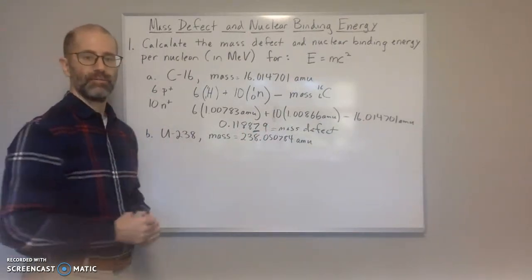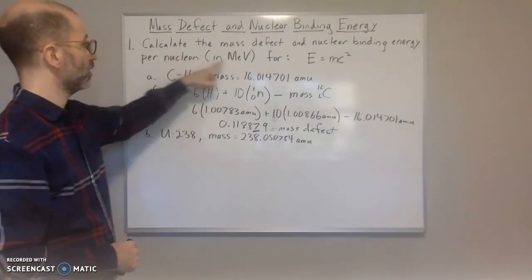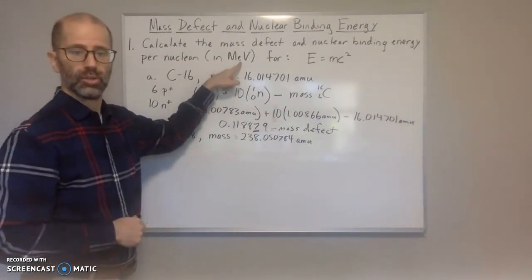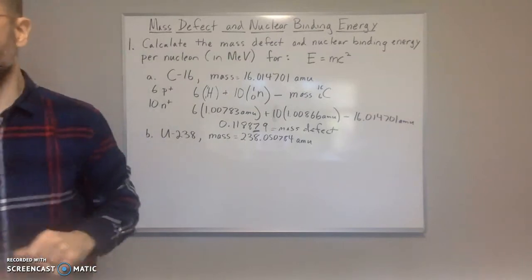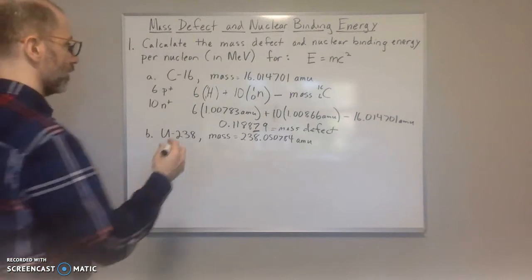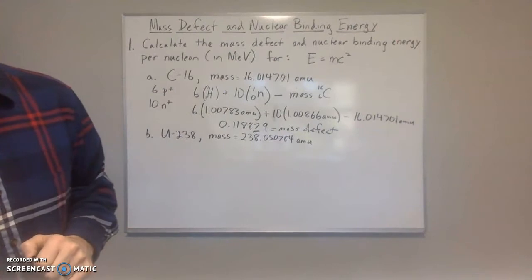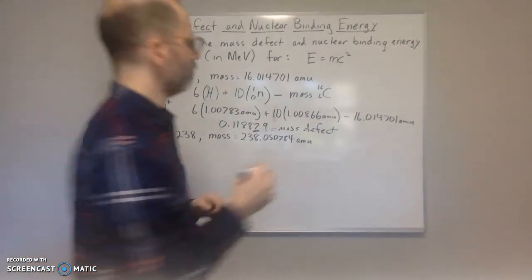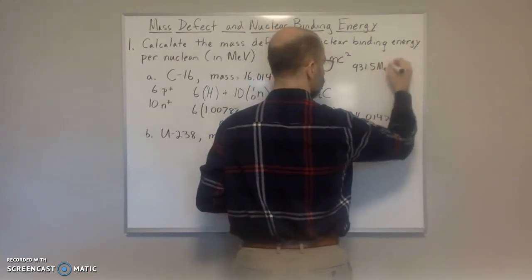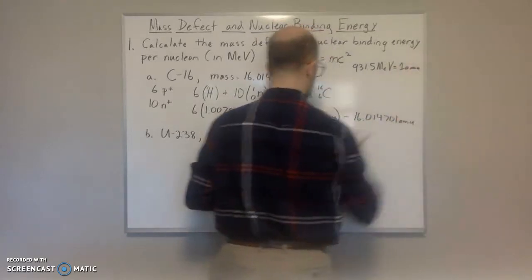So now we need to figure out the binding energy per nucleon. They want us to find the binding energy per nucleon in mega electron volts. So let's go ahead and do that. We are given 931.5 mega electron volts is equal to 1 AMU.